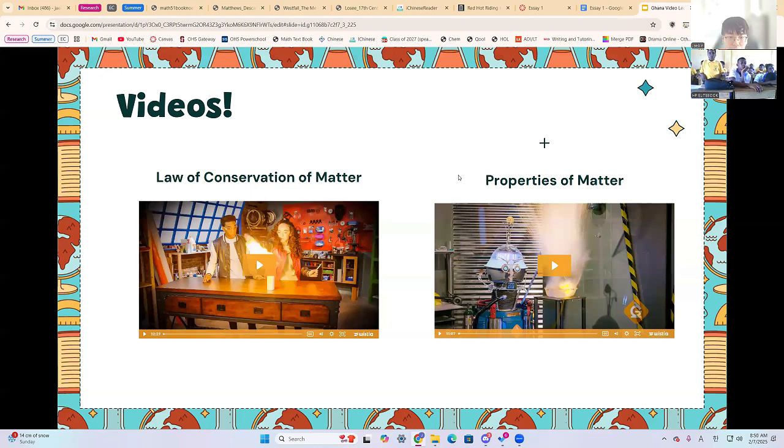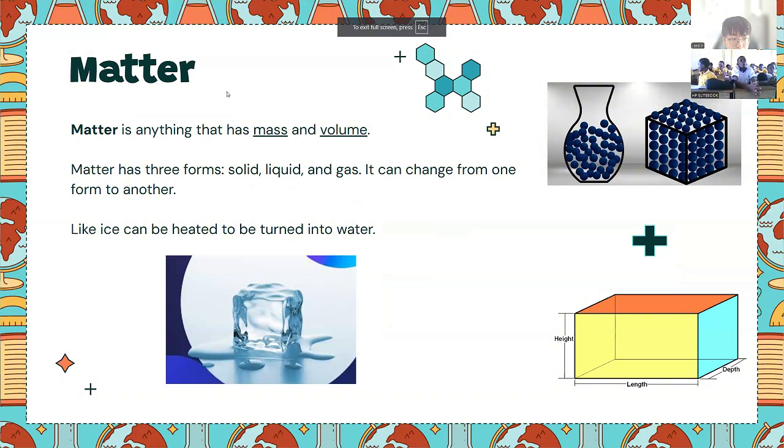That was the video about the properties of matter. And let's go ahead and take on some of the concepts that were shown in the video. So the first and the most important concept that we introduced with was matter. And matter is anything that has mass and volume, like we talked about.